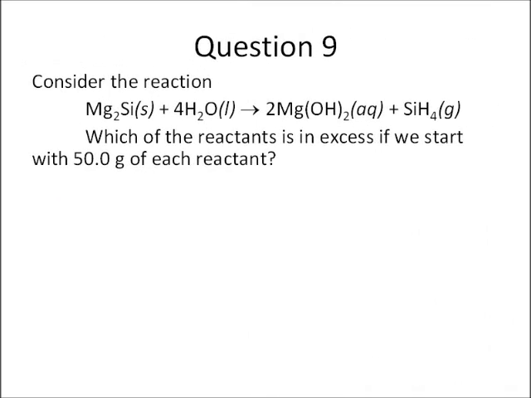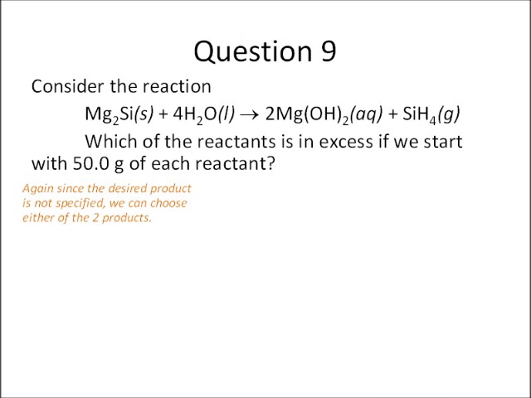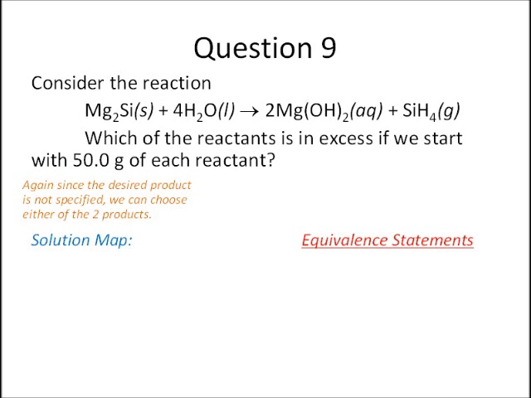This is our last example. We're going to start with magnesium silicide and react it with oxygen. And since the desired product is not specified, we're starting with the same quantity of each reactant. We can choose either of the products that we like to determine. I'm going to use silicon hydride because the stoichiometric coefficient is 1 there.